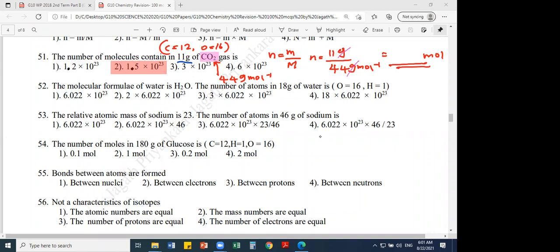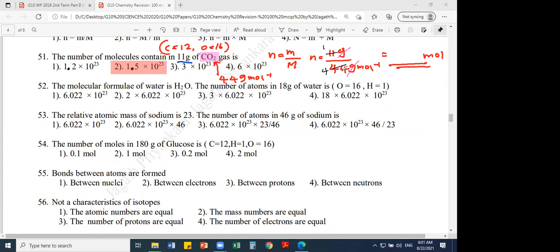So 11 times 1. How to do the calculation now? Look at this, very easy. 11 times 1, 11 times 4, so 1 over 4. 11 grams divided by 44. So then you will get the final answer when you divide this.